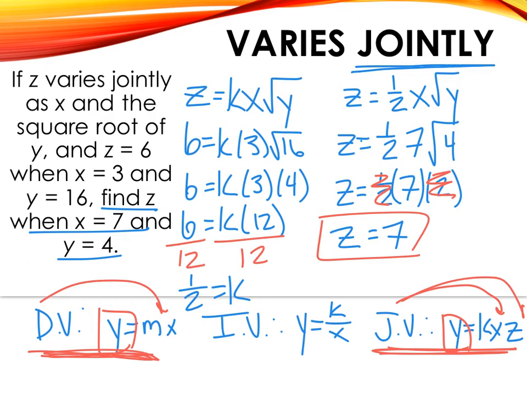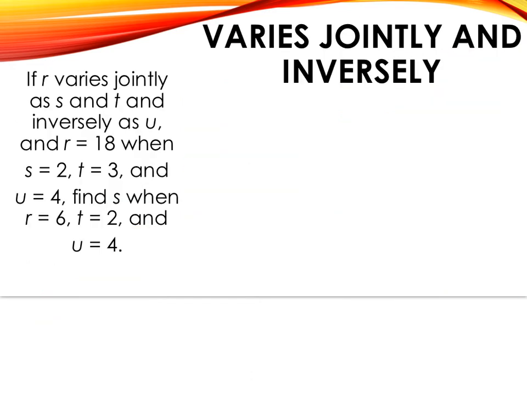So I want to take both of these concepts and we're going to combine them this time. Okay, so this is varies jointly and inversely. It says if r varies jointly as s and t and inversely as u. So remember, jointly means multiplication and inversely means division. It says r is 18 when s is 2 and t is 3 and u is 4. So we have a bunch of things to plug in, and then we have to find the constant.